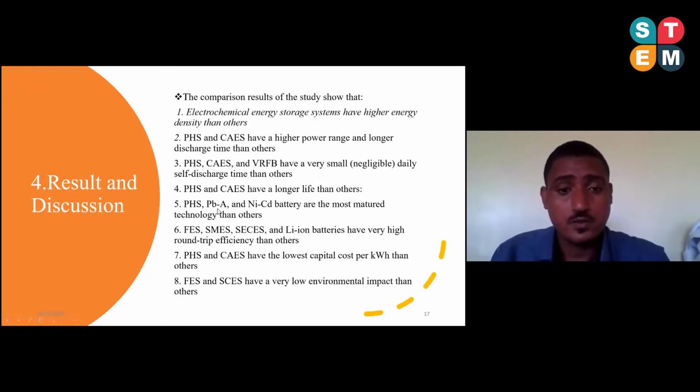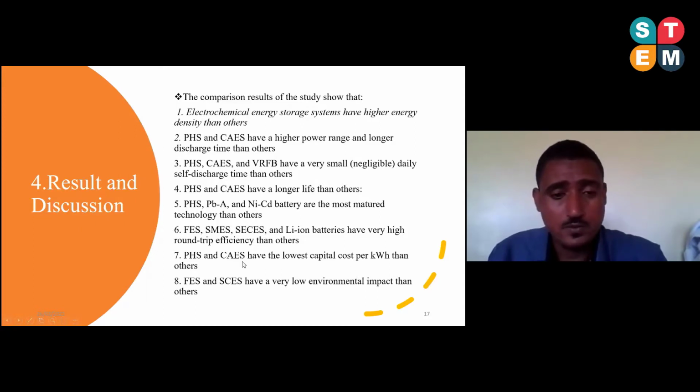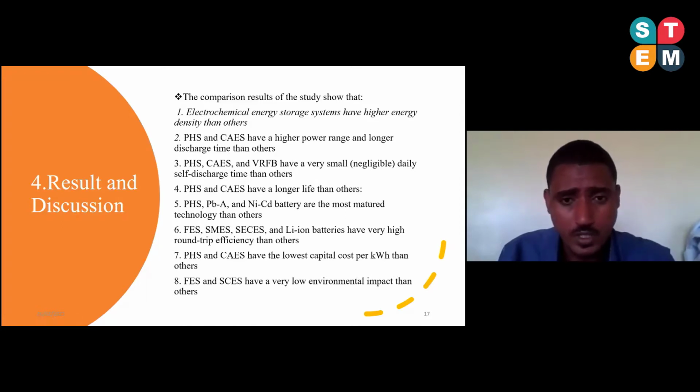And the fifth summarization is pumped hydro storage and lead acid, nickel cadmium batteries are the most mature technologies compared to others. And the sixth one, flow battery energy storage, supercapacitor, and superconducting magnetic energy storage and lithium-ion batteries have very high round-trip efficiency than others. The seventh, pumped hydro storage and compressed air energy storage have the lowest capital cost per kilowatt hour than others. Finally, flow battery energy storage and supercapacitor have a very low environmental impact than others.